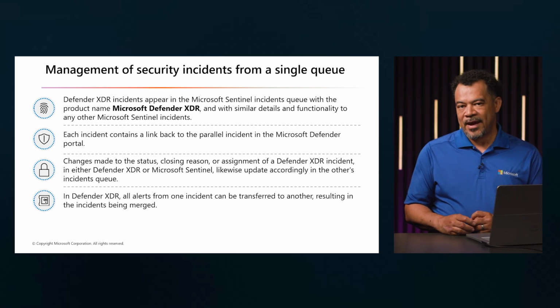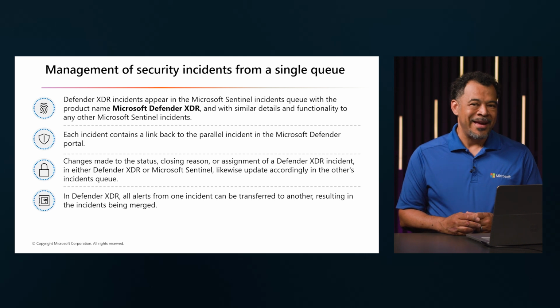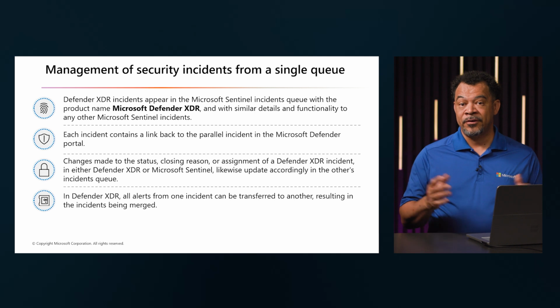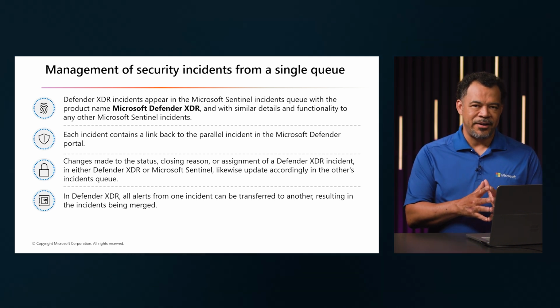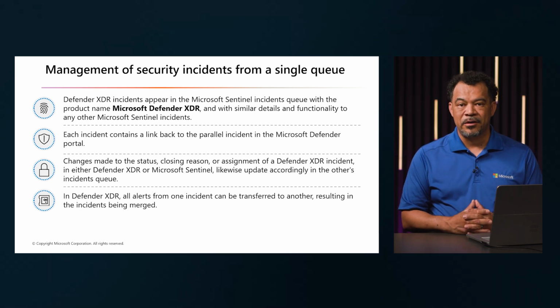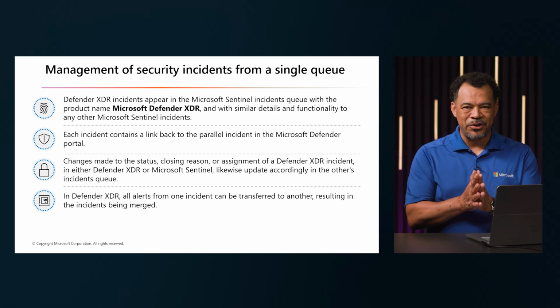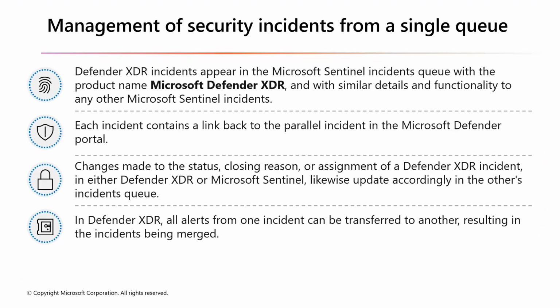Now just keep in mind that incidents in Microsoft Sentinel can contain a maximum of 150 alerts. Defender XDR incidents can have more than this. If a Defender XDR incident with more than 150 alerts is synchronized to Microsoft Sentinel, the Microsoft Sentinel incident shows as having 150 alerts with a plus sign and provides a link to the parallel incident in Defender XDR, where you can see the full set of alerts in the list.